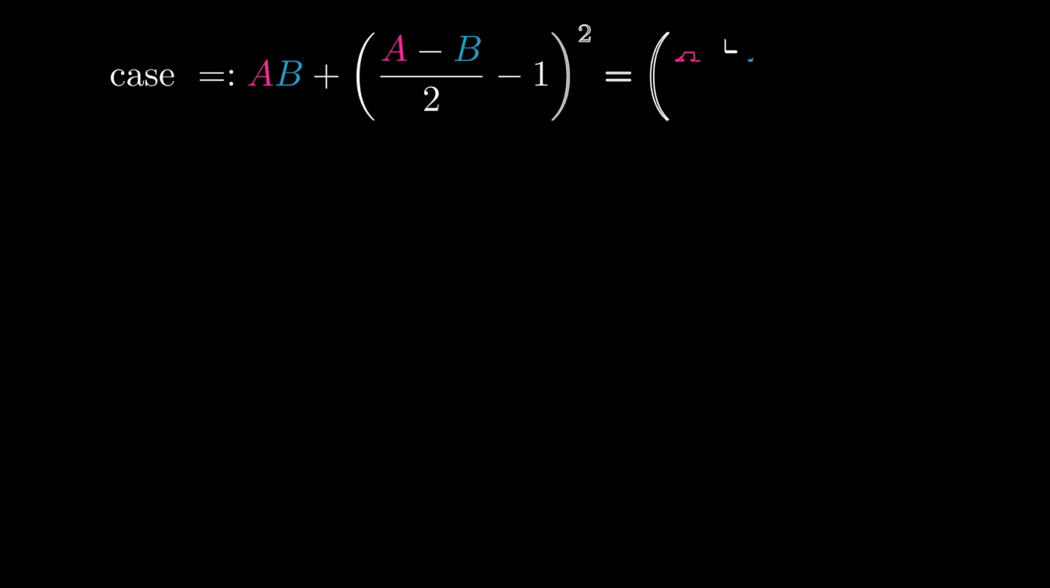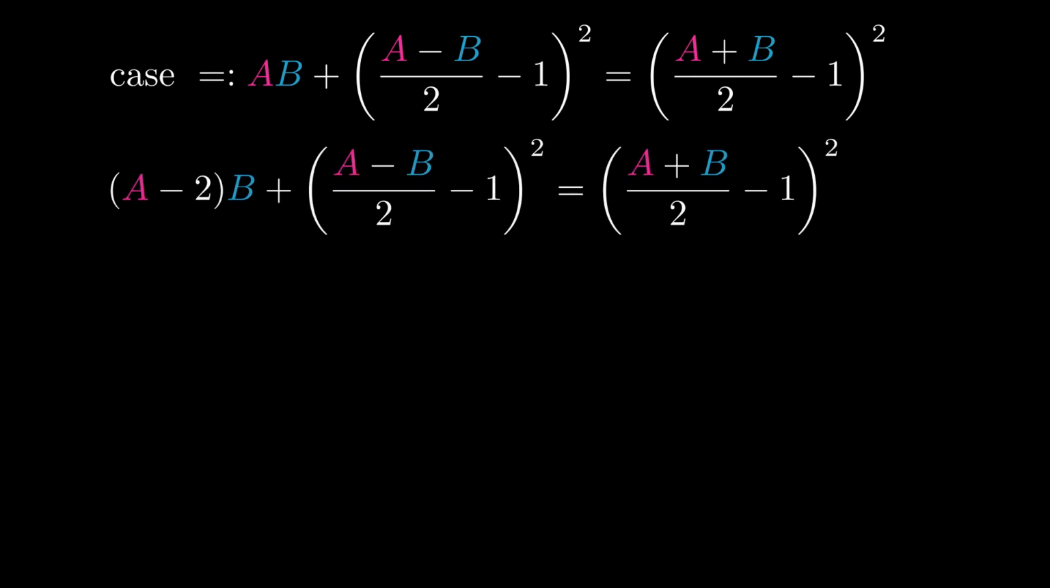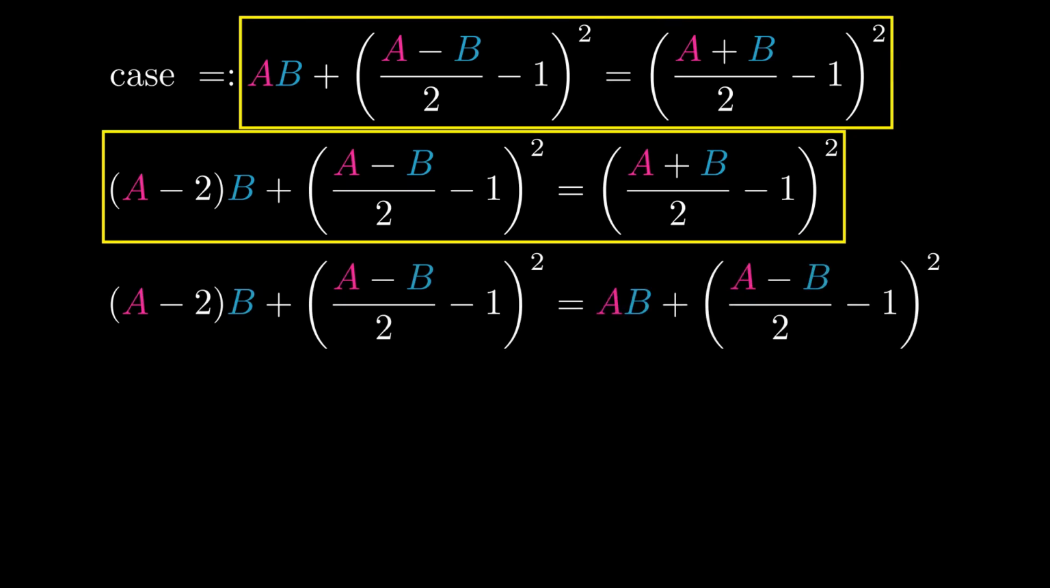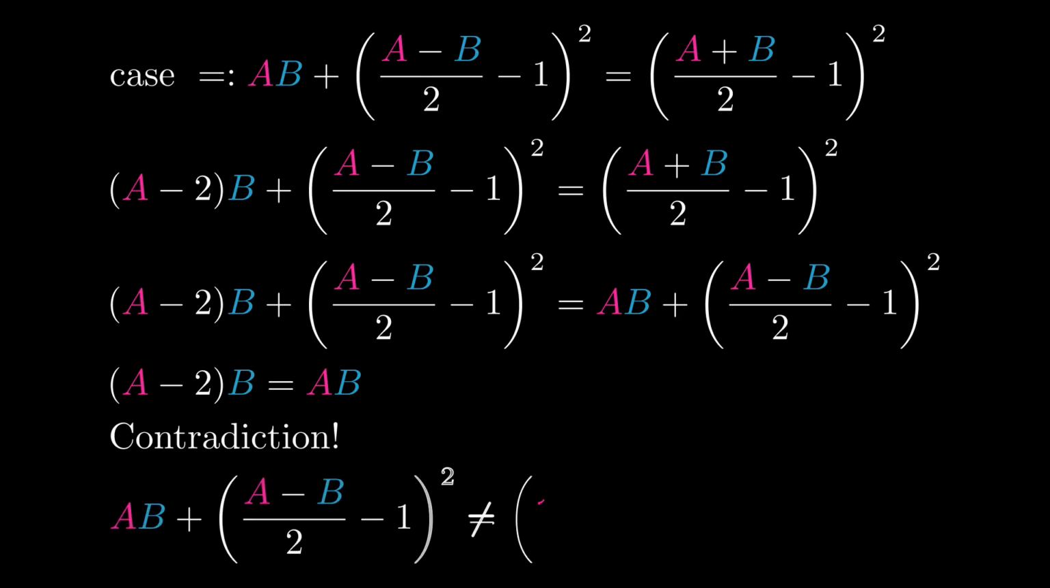First, let's assume ab plus (a minus b)/2 minus 1 squared is equal to (a plus b)/2 minus 1 squared. Now (a minus 2)b plus (a minus b)/2 minus 1 squared is equal to (a plus b)/2 minus 1 squared. So (a minus 2)b plus (a minus b)/2 minus 1 squared is equal to ab plus (a minus b)/2 minus 1 squared. So (a minus 2)b is equal to ab, which is a contradiction. So ab plus (a minus b)/2 minus 1 squared is not equal to (a plus b)/2 minus 1 squared.